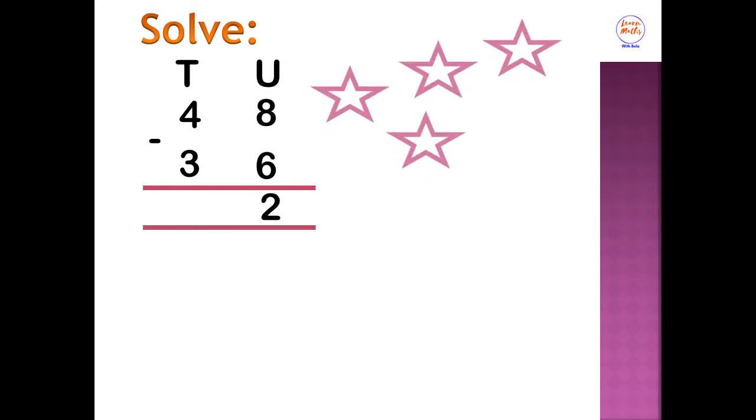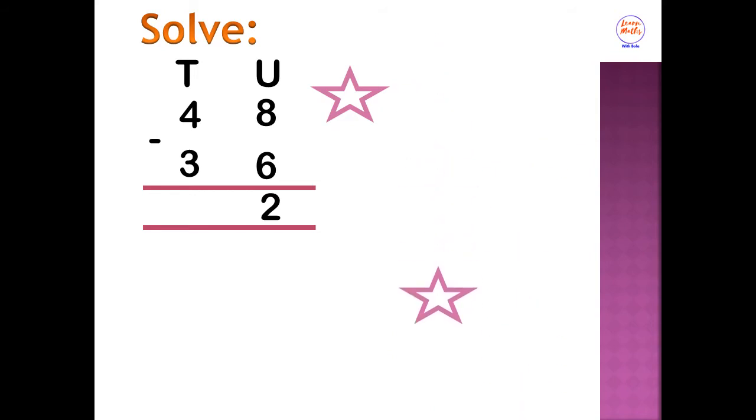Then we have 4 stars, and I want to remove 3 out of the 4. Well, I'm supposed to remove 3 based on the question. So we have 1, 2, 3. So how many stars do we have left? Good, 1. So we just write the 1. That is the basic principle of subtraction.